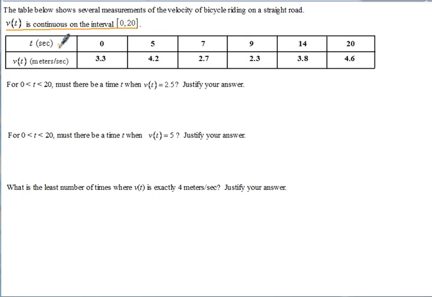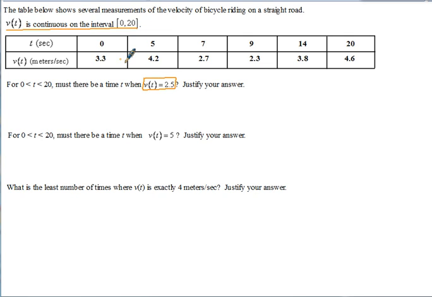And notice the first row represents the time in seconds, and the second row represents the velocity at that time in meters per second. It says, if t is between 0 and 20, must there be a time t when the velocity equals 2.5? And then justify your answer. Well, we know it's continuous. The only question is, is 2.5, this y value, in between the y values on these different intervals? So let's look and see.